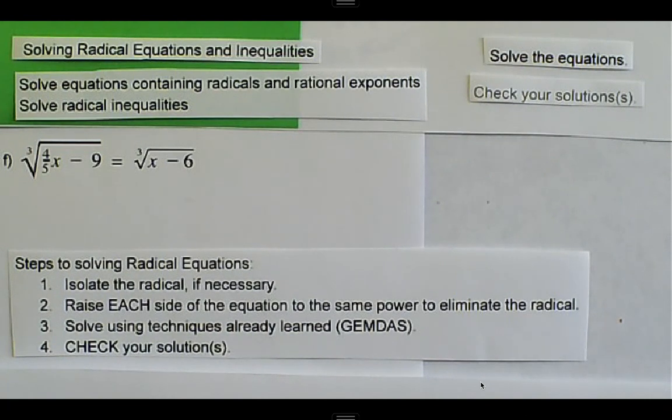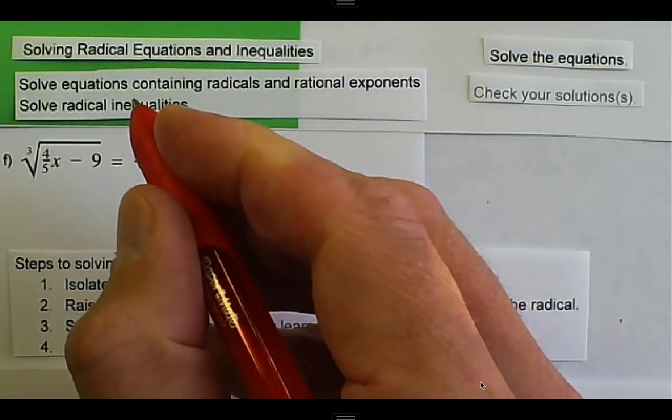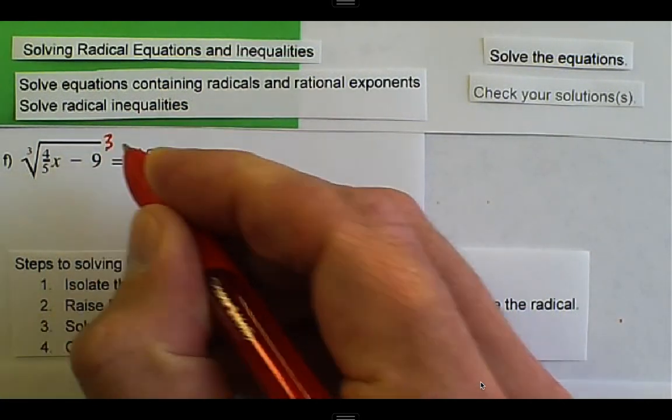About solving radical equations and radical inequalities, and we have an example of solving radical equations. The first thing we have to do is isolate the radical. In this case, we're fortunate that both sides of the equation have a cube root. So the next thing is to raise each side of the equation to the same power. In order to undo the cube root, we have to cube both sides.